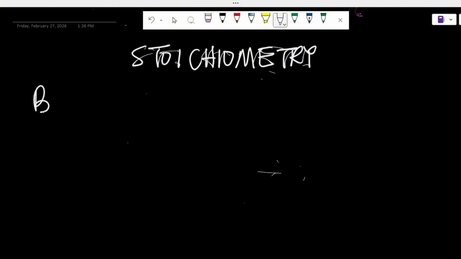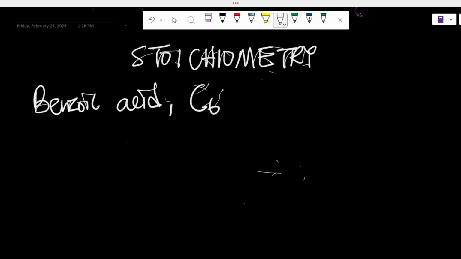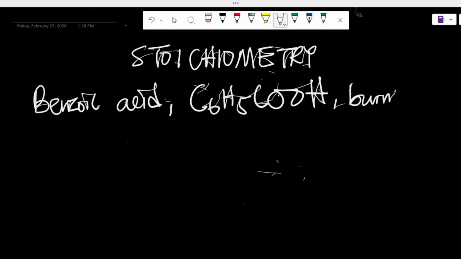Now the other question is benzoic acid, which is actually C6H5COOH, burns in oxygen, and obviously it is going to form carbon dioxide and water only, because this is a combustion reaction. The first question is, how can you write a balanced chemical equation for this particular reaction?